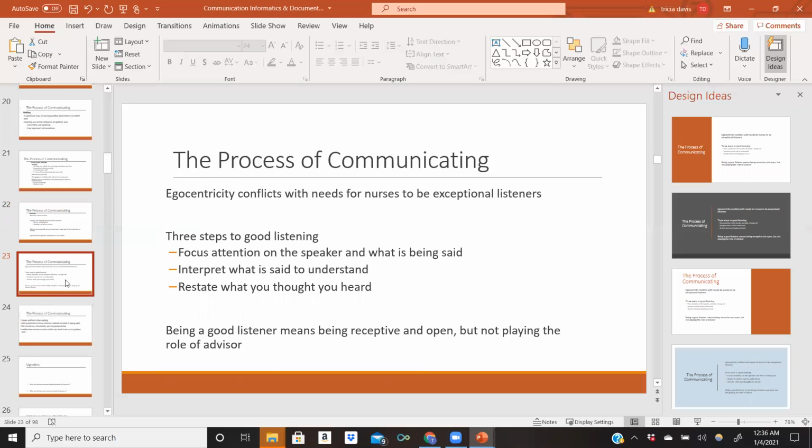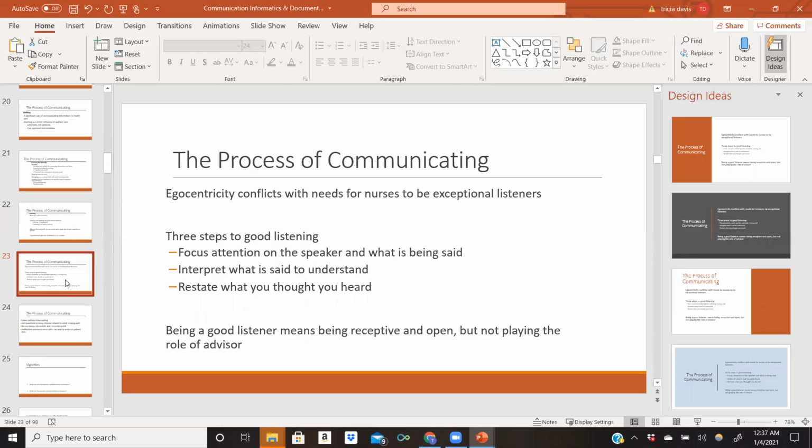All right, the process of communicating. So egocentricity conflicts with the need for nurses to be exceptional listeners. There are 3 steps to good listening. The first one is to focus your attention on the speaker and really hear what is being said. If you're listening to your patients, don't be ripping up your meds. Don't be scanning your meds. Don't be tidying up around the room. Don't be cutting up your patient's breakfast. Really focus your attention on listening to them. You want to listen to what they're saying and interpret what they're trying to get you to understand.